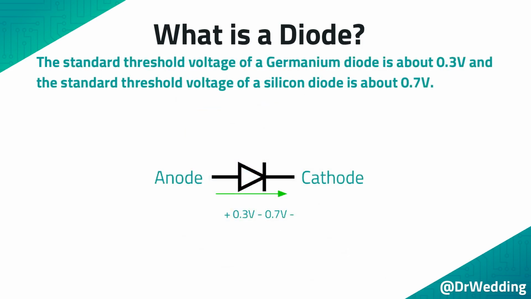Different types of diodes have different threshold voltages. For example, the standard threshold voltage of a germanium diode is about 0.3 volts, and the standard threshold voltage of a silicon diode is about 0.7 volts.